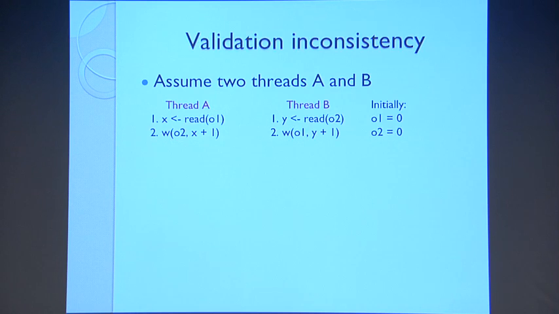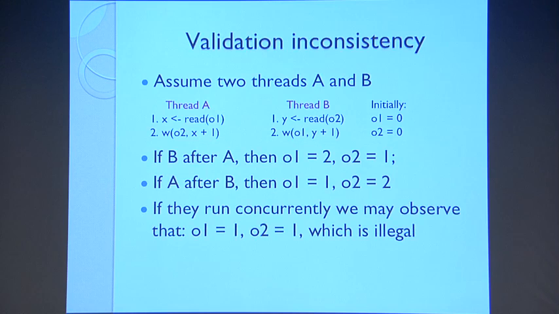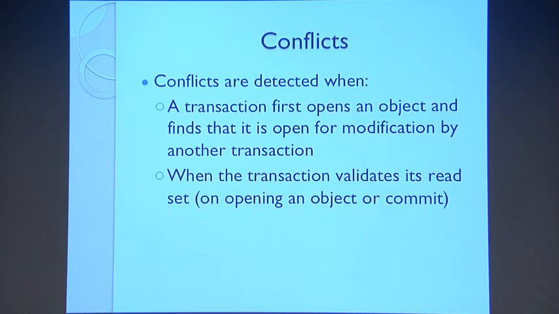And so if we look at valid executions, say thread A and then thread B, or thread B and then thread A, then what we get is either that O1 is equal to 2 and O2 is equal to 1, or O1 is equal to 1 and O2 is equal to 2. But if we let them run concurrently and we don't do the validation, then what we might have is that both O1 and O2 are 1, which is an illegal state. So as we said before, conflicts are detected when we first open an object and see that this object was modified by another transaction, or when we do the validation step.